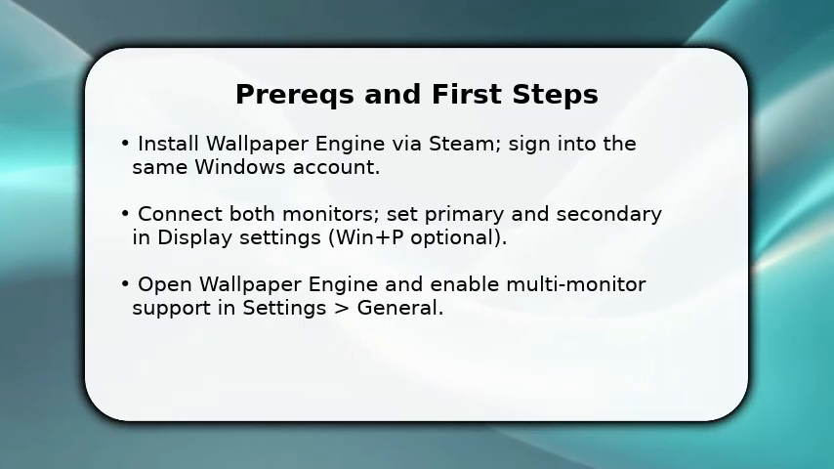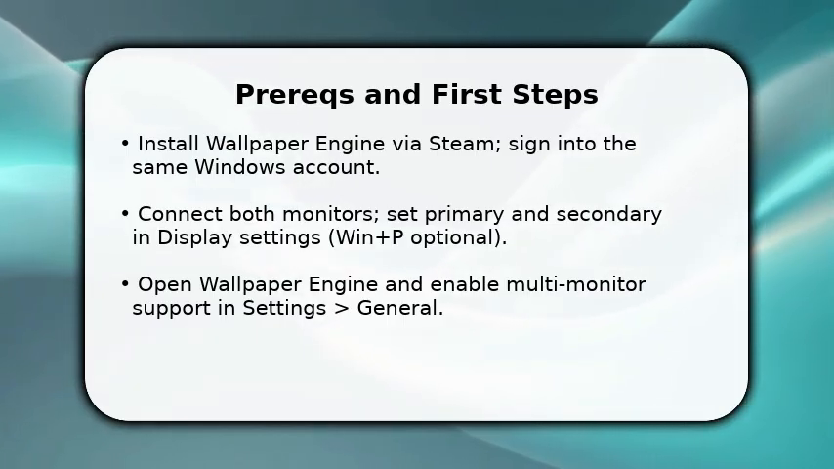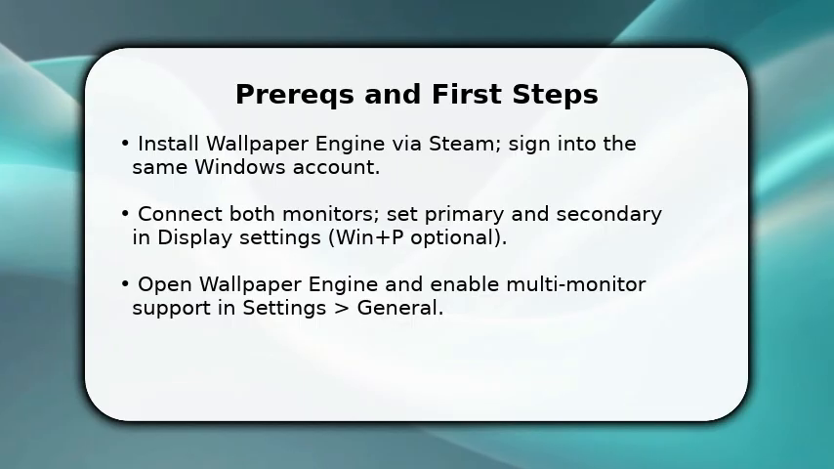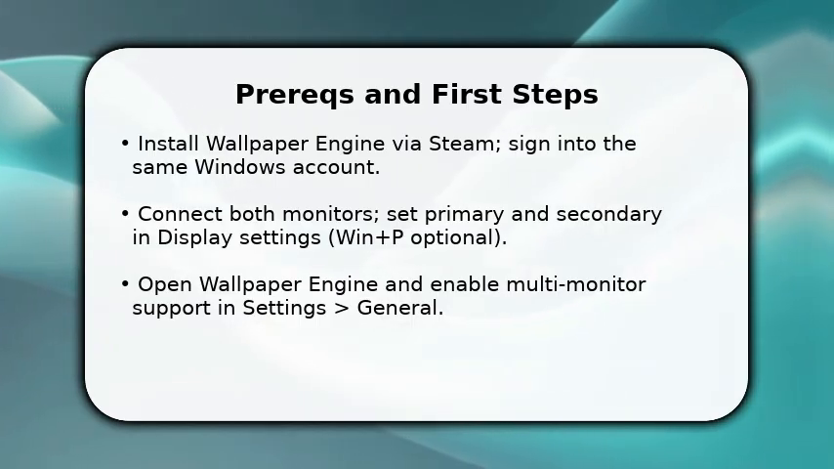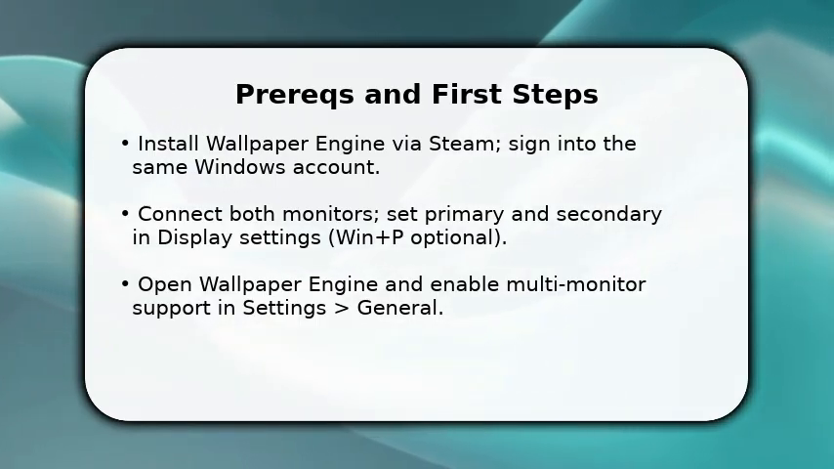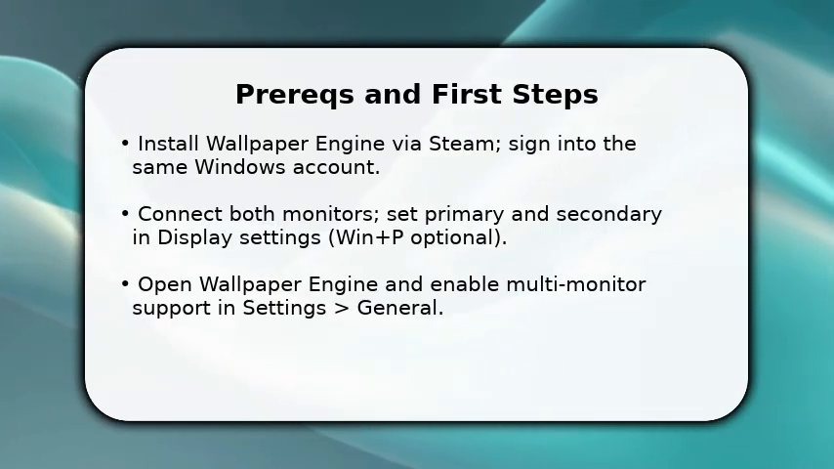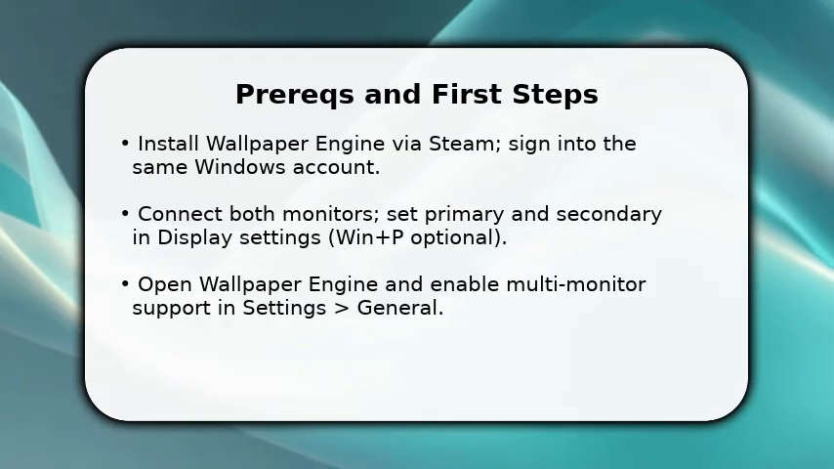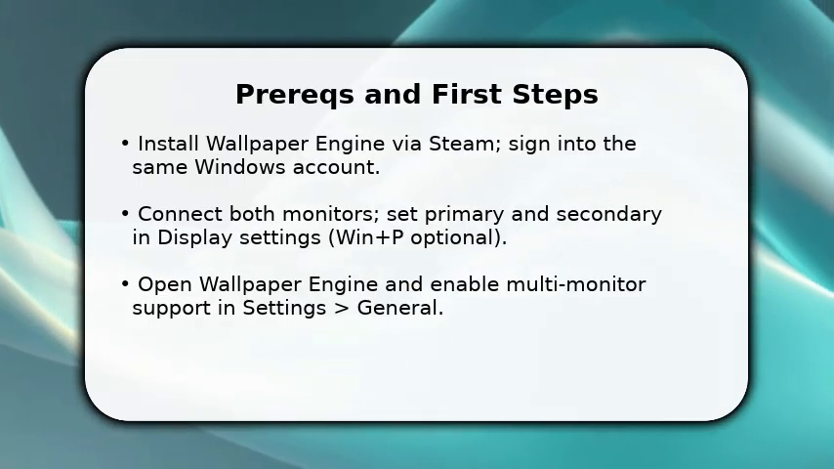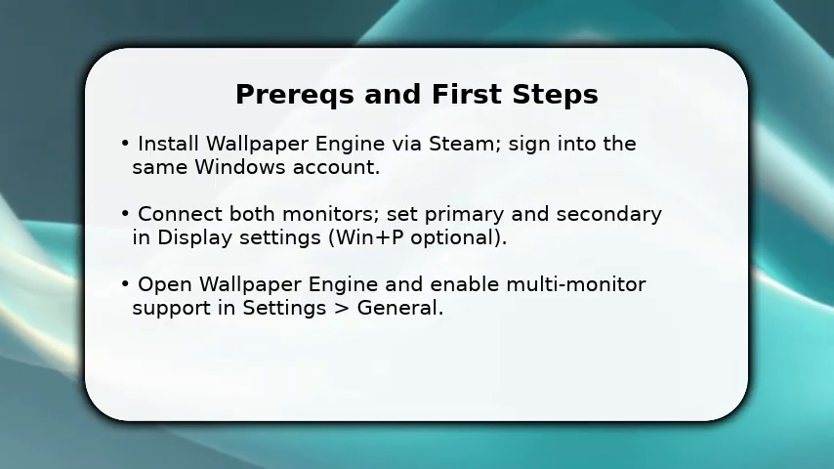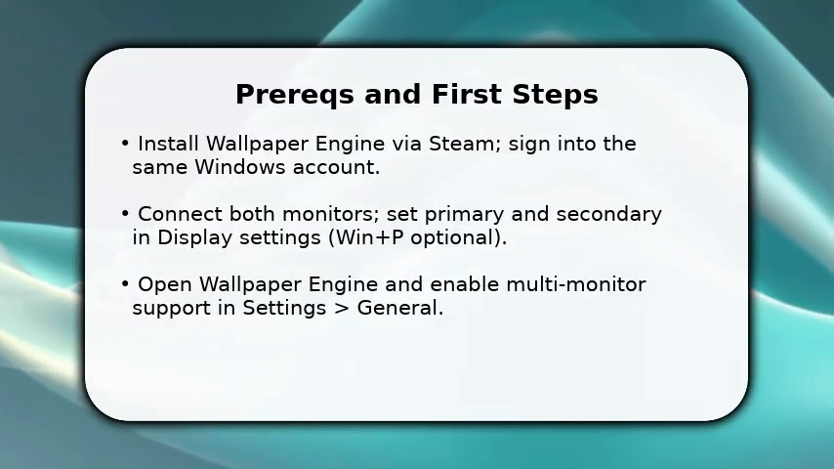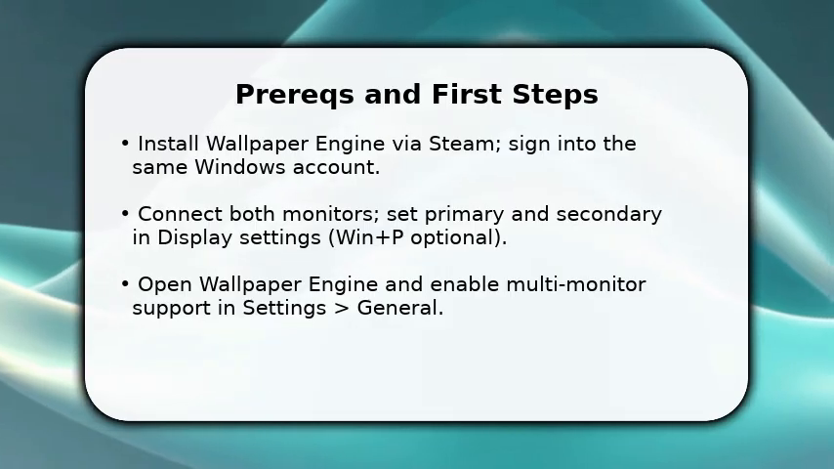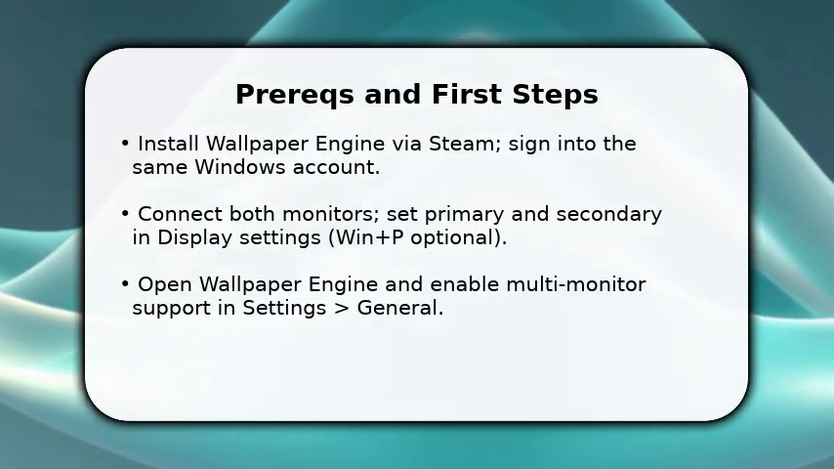Enjoy the video. You start by confirming prerequisites. Wallpaper Engine installed from Steam and both monitors physically connected. Once done, set your displays in Windows Display Settings and choose a primary screen so wallpapers align. Then launch Wallpaper Engine and enable multi-monitor support under Settings General so the app can see both outputs. This immediate setup lets Wallpaper Engine present options for spanning or separate wallpapers.